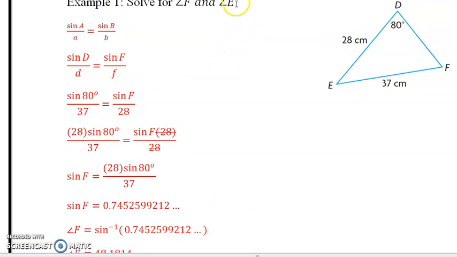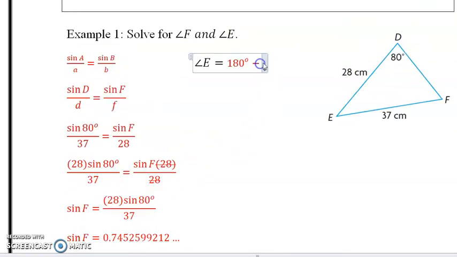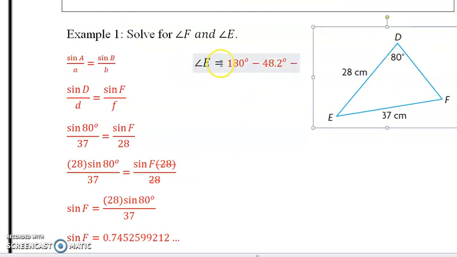Now angle E is pretty easy to find. We know that the three angles in a triangle add up to 180. So that's just going to be 180 minus 48 decimal 2, minus 80, right? The original 80 was in the triangle, okay?